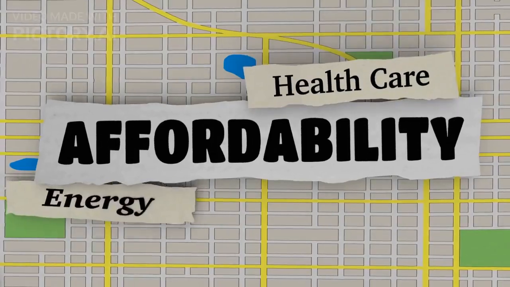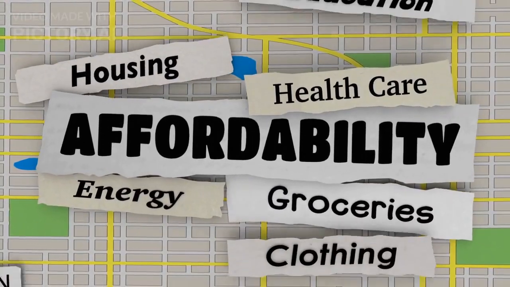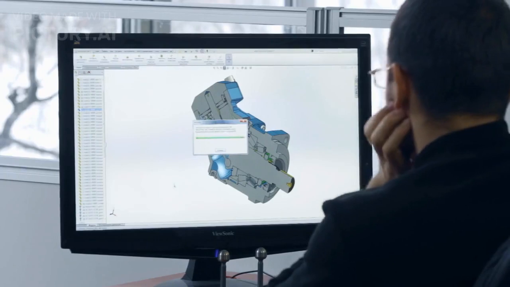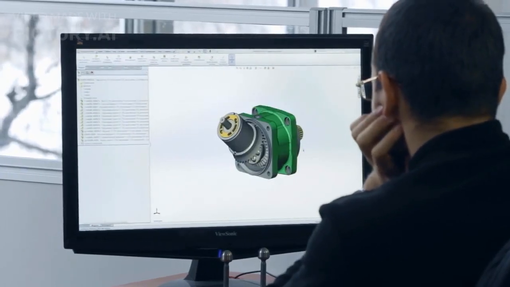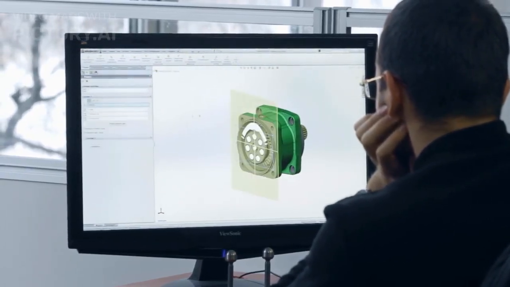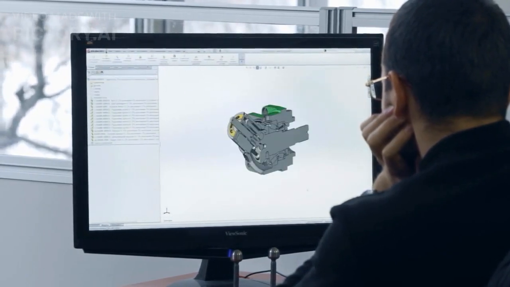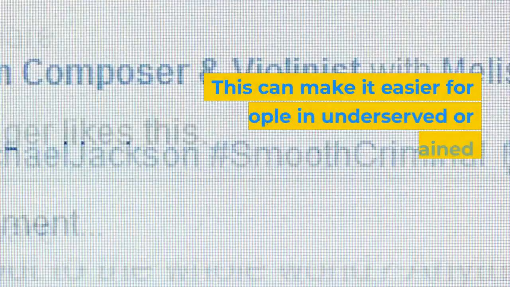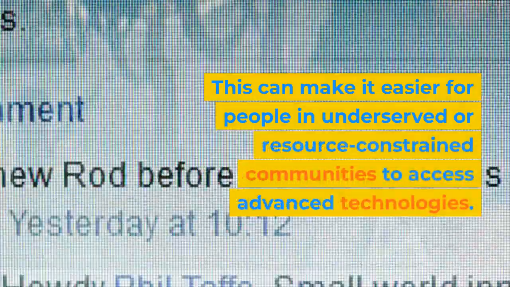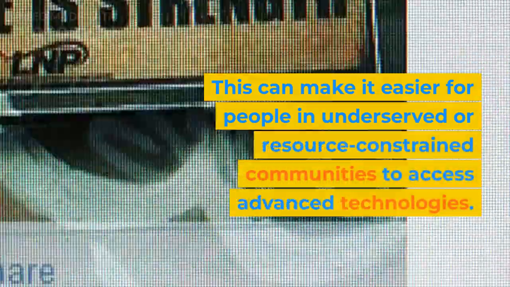Open hardware also has the potential to drive down costs and increase accessibility. Because the design is open and can be freely shared, it becomes possible for others to build their own versions of the hardware, potentially at a lower cost than purchasing a proprietary version. This can make it easier for people in underserved or resource-constrained communities to access advanced technologies.